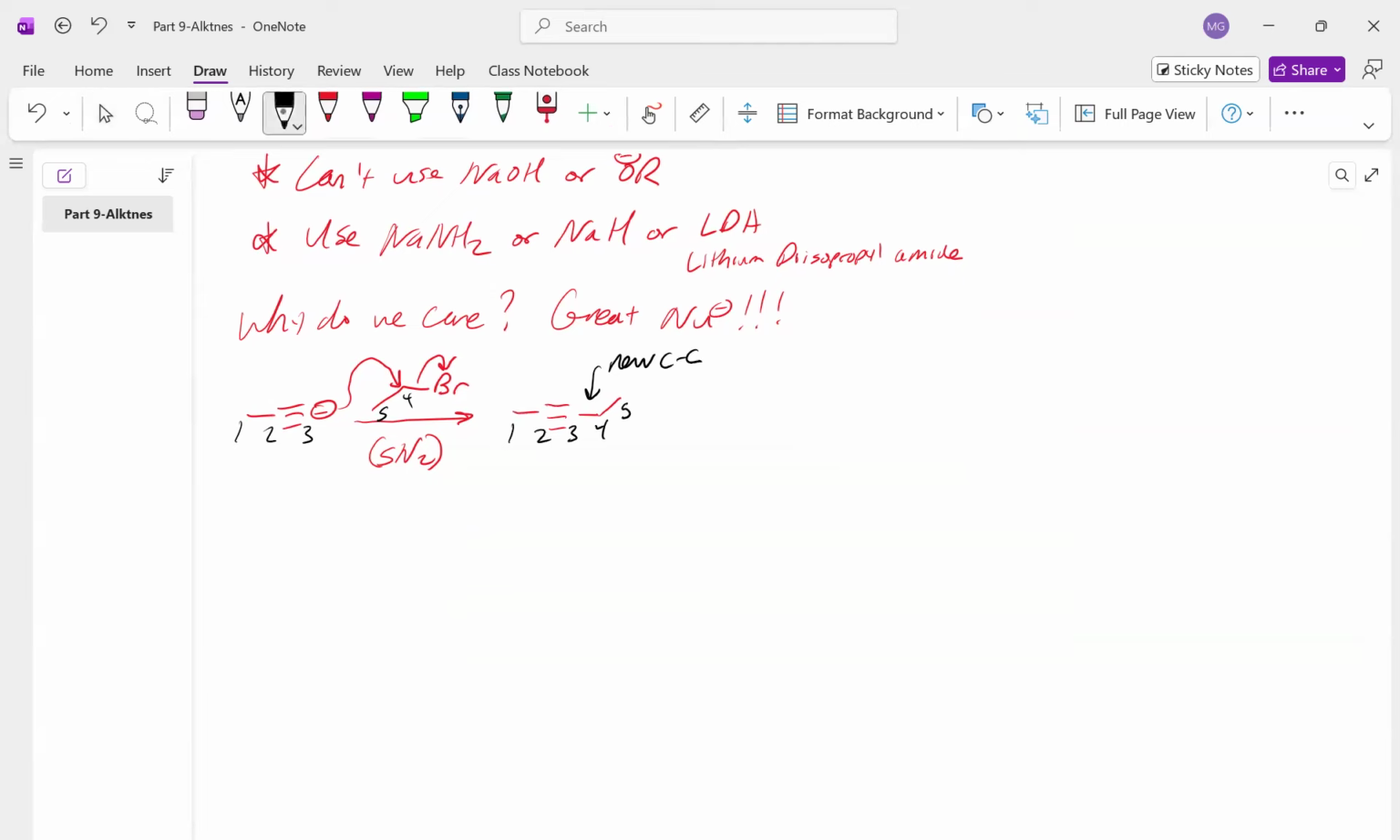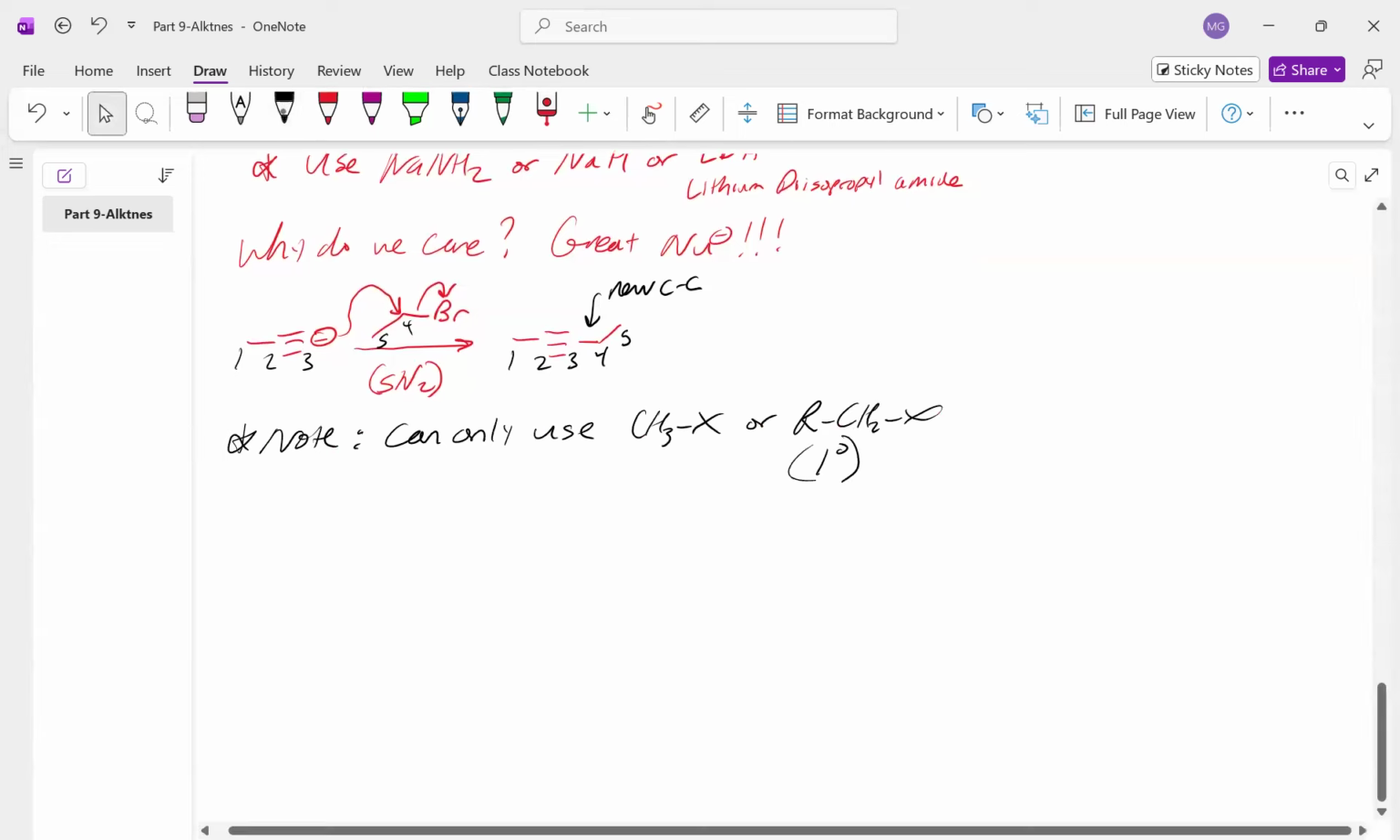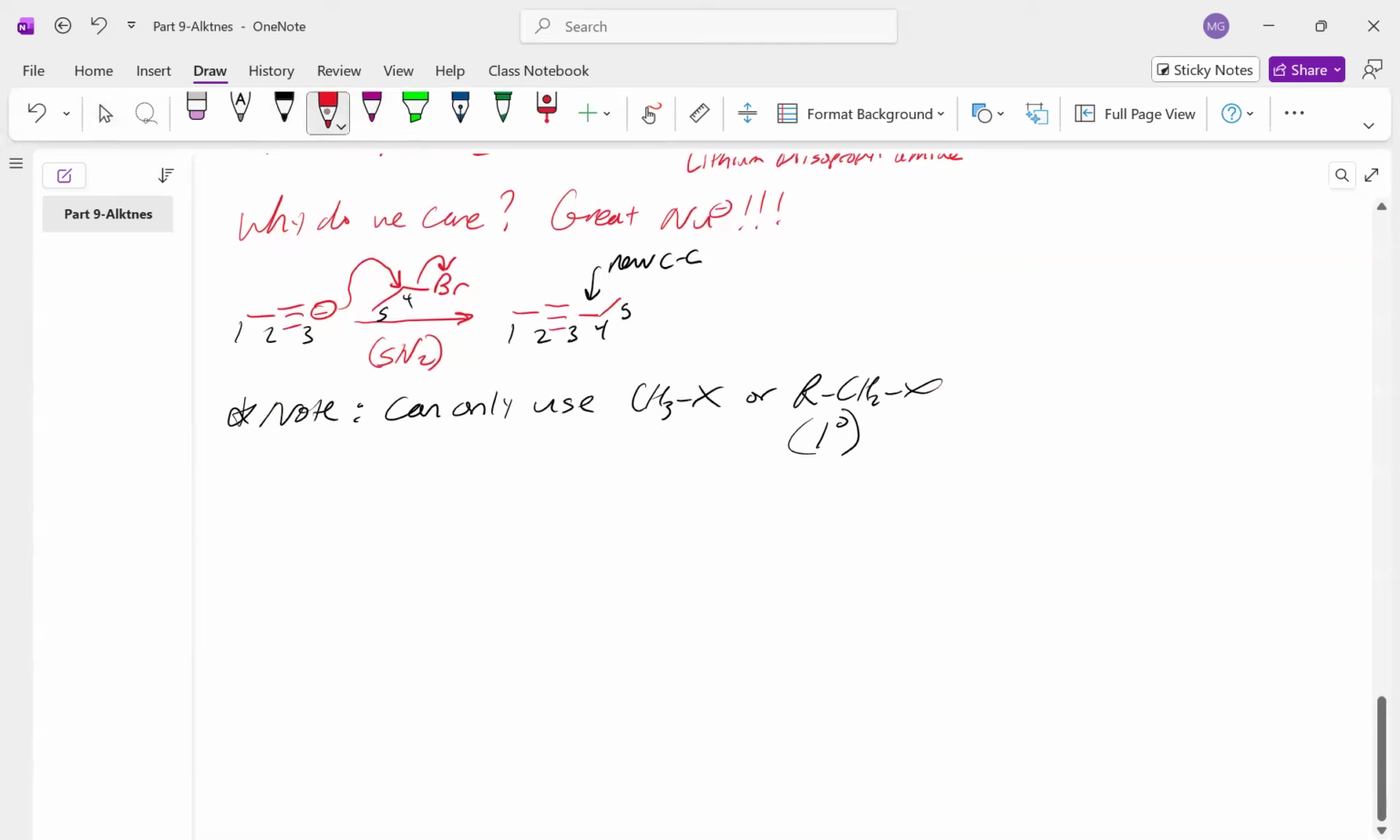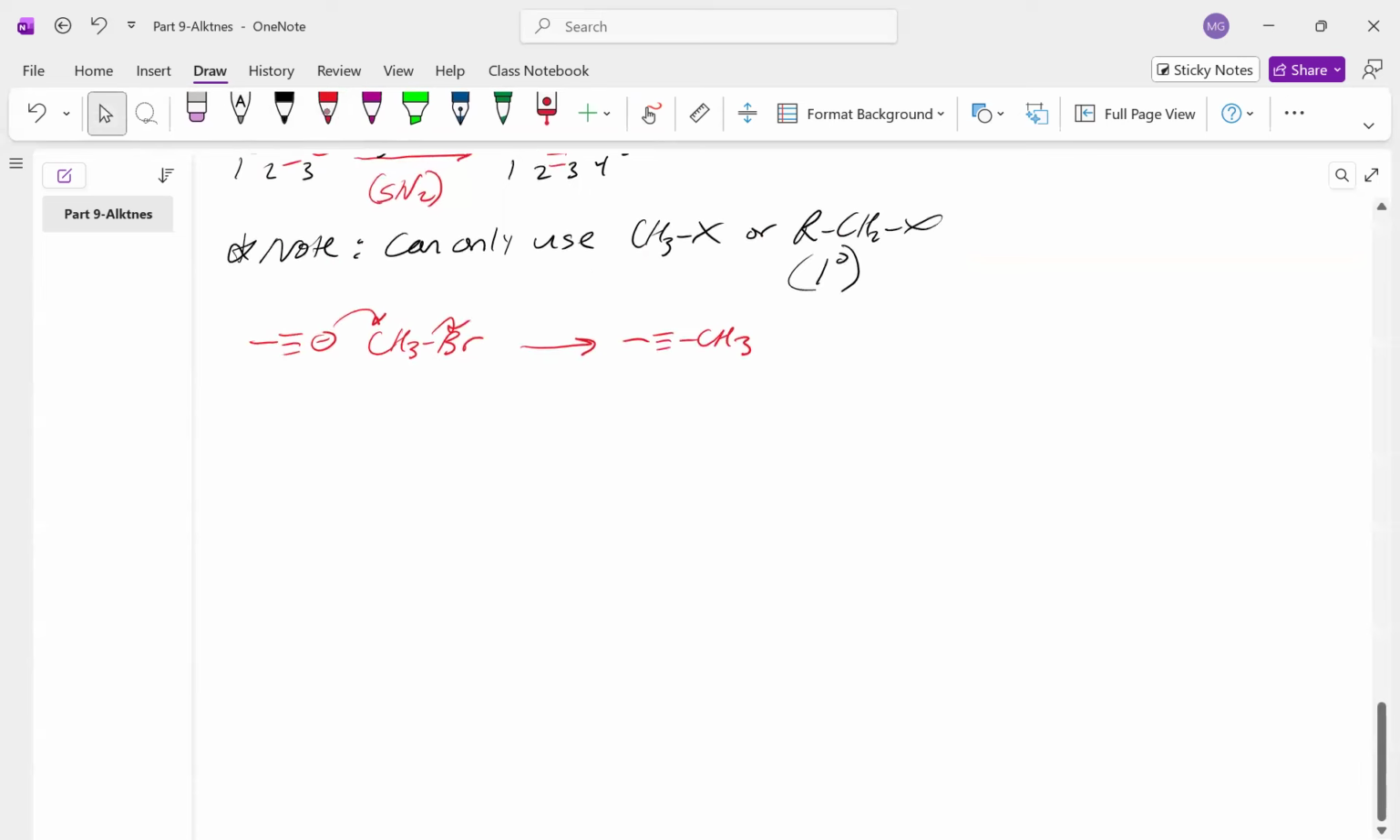Now, I do want to highlight an important side note. We can only use methyl halides or primary halides. And here's why. So if we use a methyl halide, the only thing that can happen is substitution. So there I just added one carbon to that acetylide ion. And then in the previous example, we reacted this with a primary alkyl halide.